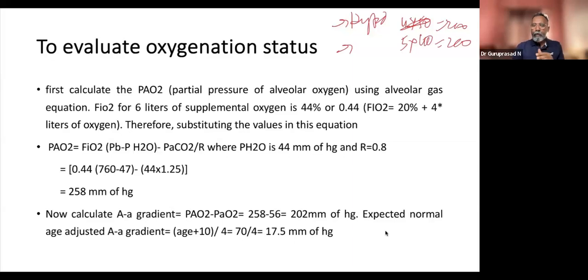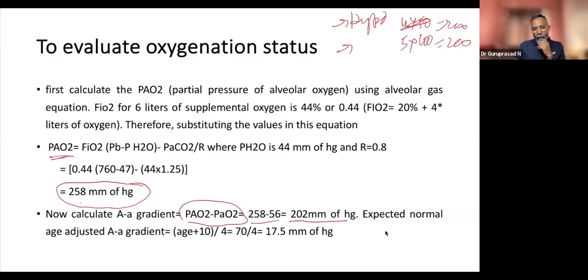And then you do the A gradient to know whether the problem is because of hypoventilation or some neurological cause, or is it because of the lung pathology. So we have calculated using the formula which I had told, the A gradient formula, and it has come to 258. We saw different examples in the previous session. The alveolar oxygen has come as 258. So you subtract the arterial oxygen from the alveolar oxygen.